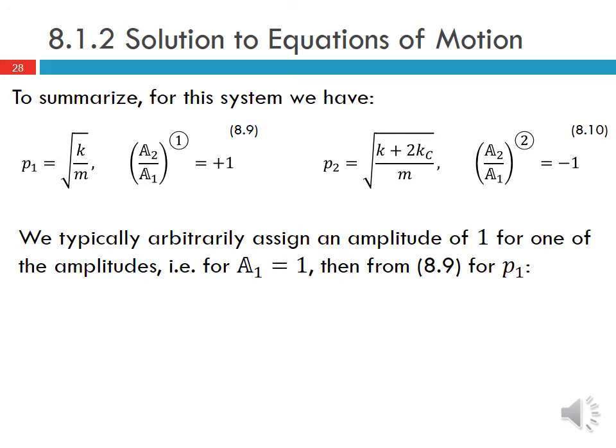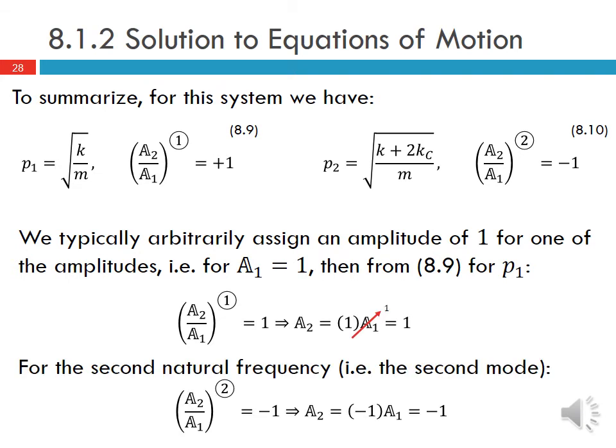So we typically arbitrarily assign an amplitude of 1 for one of the amplitudes. So for example, we can say that a1 is equal to 1. So then we can say basically that our a2 over a1, 1 is equal to 1 if we assume that a1 is equal to 1. For the second natural frequency, we can do the same thing, and we see that a2 over a1, 2 is equal to negative 1.